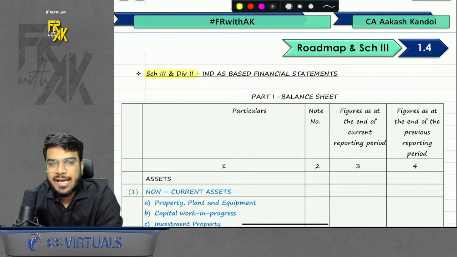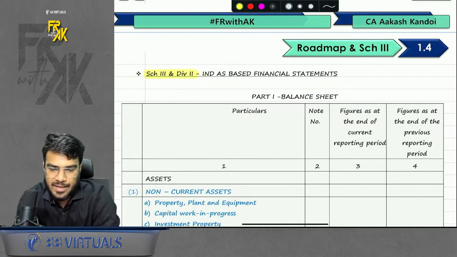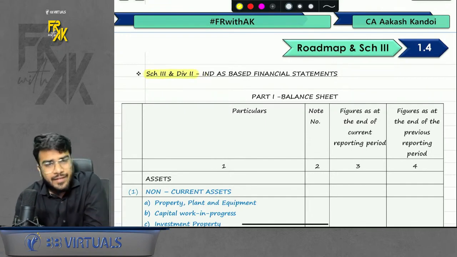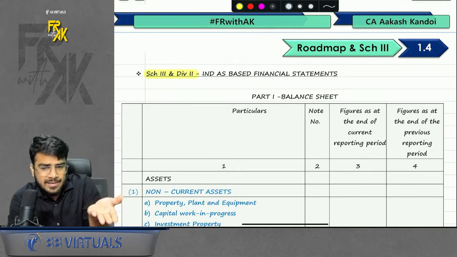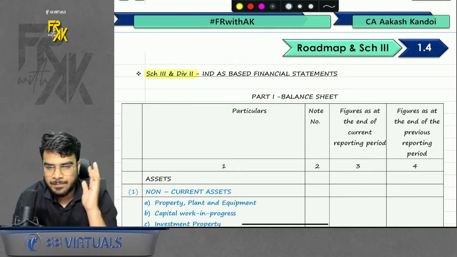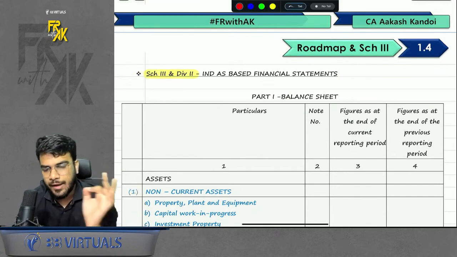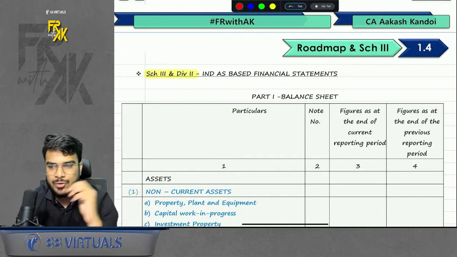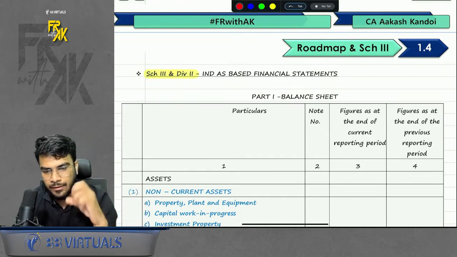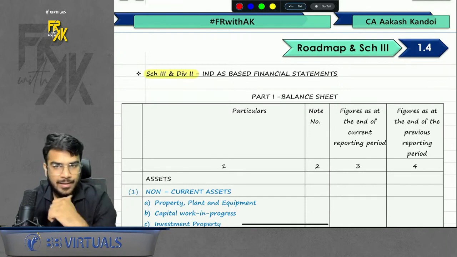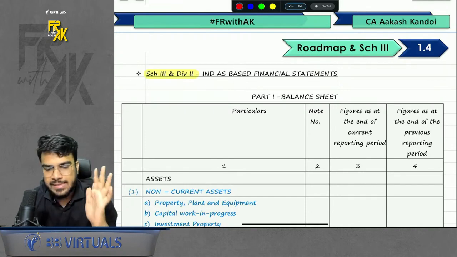Sir, are we really going to discuss schedule 3 in our FR lecture? Because we know the schedule 3 format, we know that it has equity, liabilities, assets, we know the format, but we still have to discuss the format of schedule 3, because the format of schedule 3 for AS was different and for IND AS it is different, right? So what we are going to discuss here is the format of schedule 3 for IND AS, right? Is this clear to everyone?